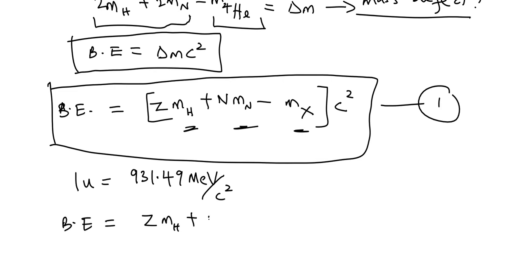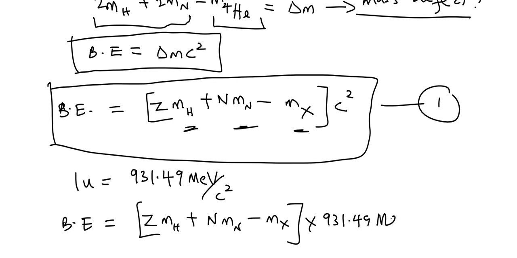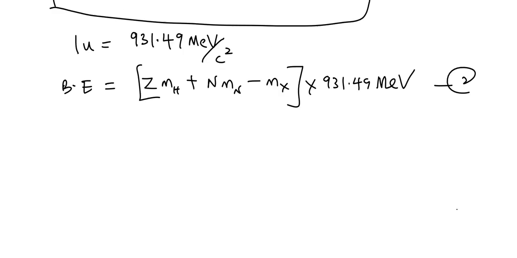So this formula, equation 1, can be written as Z m_H plus N m_N minus M_X, all masses in atomic mass units, then multiplied by 931.49 MeV per c squared. But this c squared will cancel the other c squared, so that at the end of the day you just have MeV.